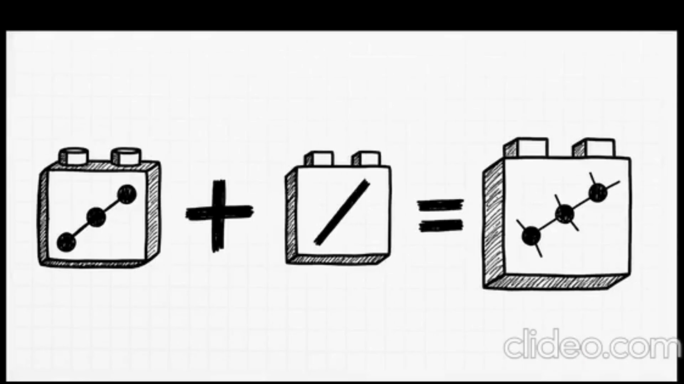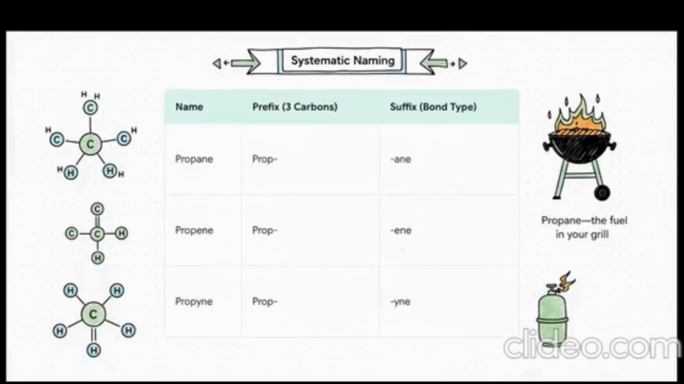This is it. This is the secret formula. It's just prefix for the carbon count plus the suffix for the bond type. And that equals the name of your hydrocarbon. Seriously, that's the whole core of the system right there. Let's put this into practice.